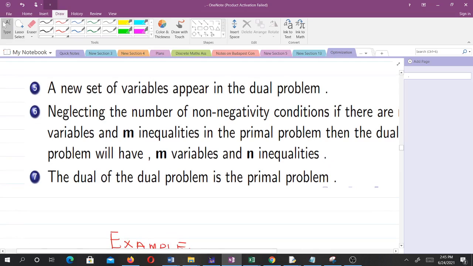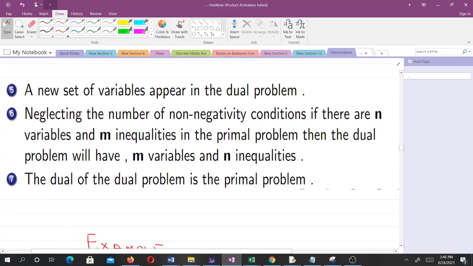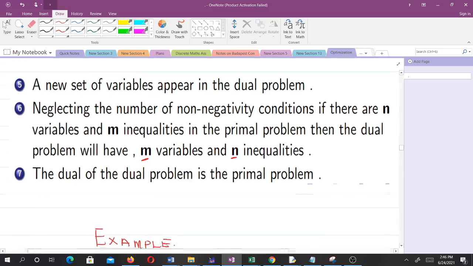Then the fifth one says that a set of new variables appear in the dual problem. The sixth one says neglecting a number of non-negativity conditions. If there are n variables and m inequalities in the primal problem, then the dual problem will now have m variables and n inequalities. Don't worry, we will illustrate them with examples very soon.